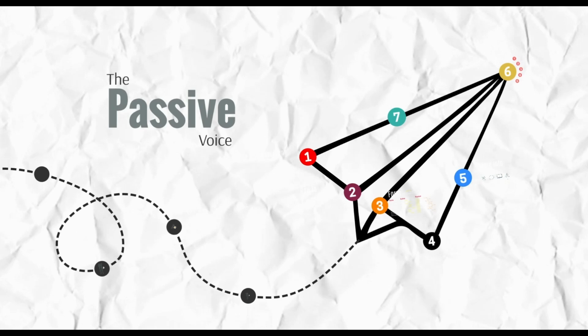Hello class, today we are going to study the passive voice. When we communicate, we normally use the active voice. What is important is who or what is performing the action of the verb, and therefore we put him, her or it at the beginning of the sentence.